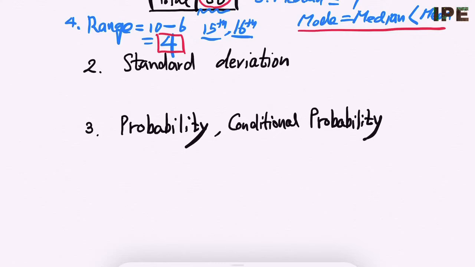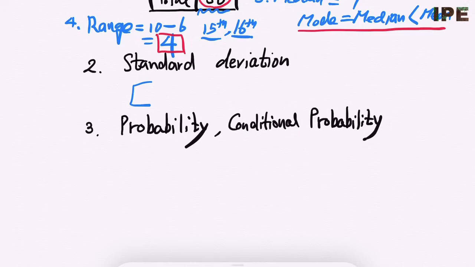If data is more spread out, that data has a bigger standard deviation. More spread out data has what? A bigger standard deviation. Less spread out data means a smaller standard deviation. I'll give you a very simple example.